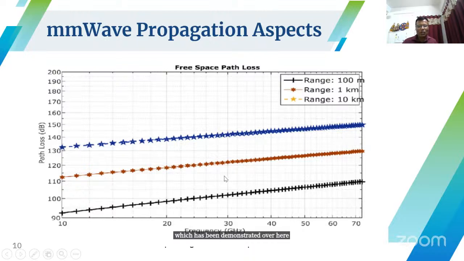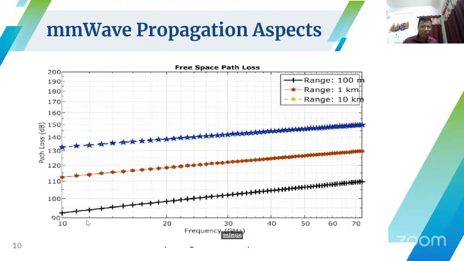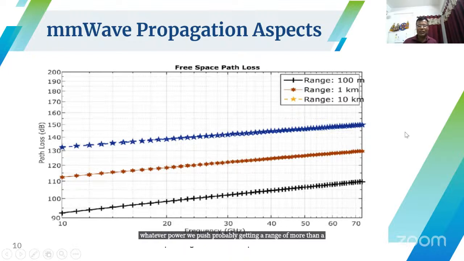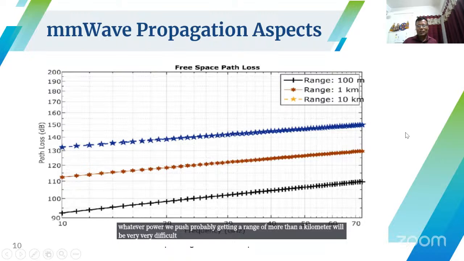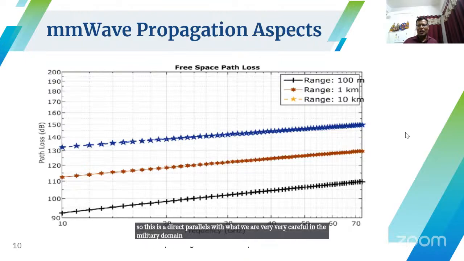So we will not be able to communicate for a longer distance, because what I feel, the very good sensitivity in this millimetric wave could be something around as low as minus 90, minus 95 dBm. So whatever power we push, probably getting a range of more than a kilometer will be very, very difficult. So this has a direct parallel with what we are very, very careful about in the military domain for the communication.